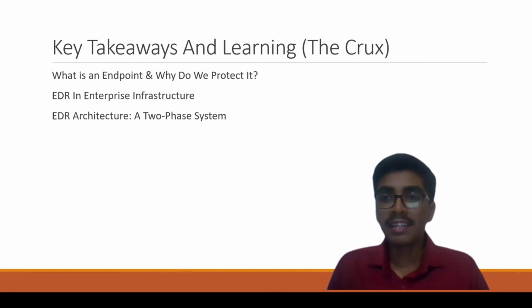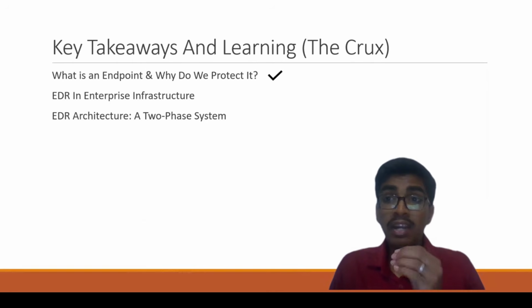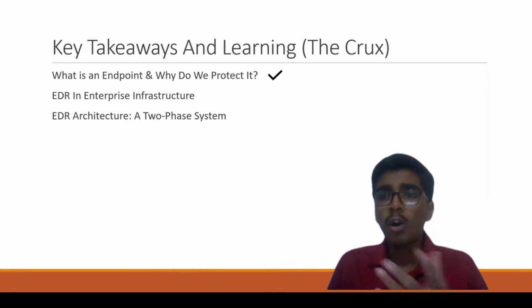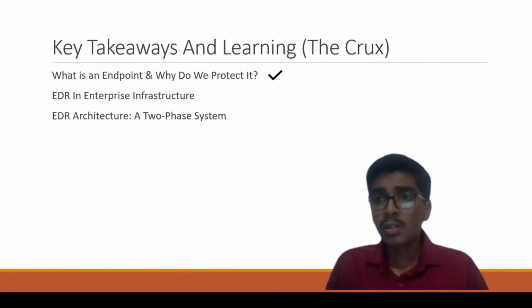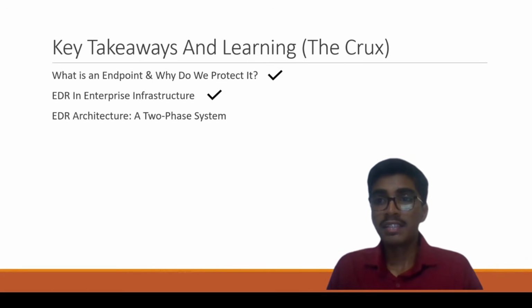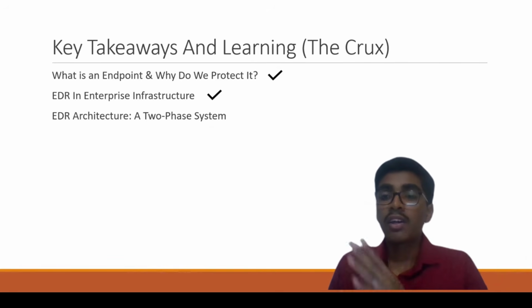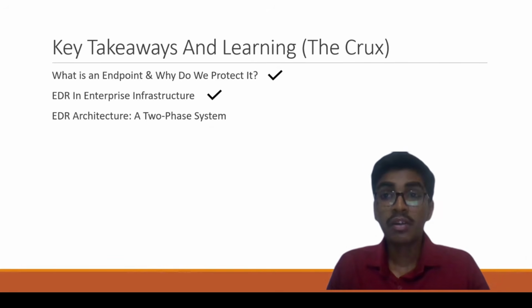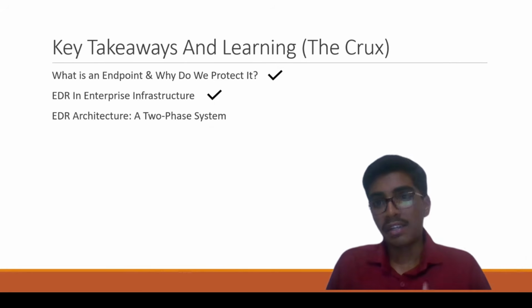So, what are the key learnings and takeaways from this video? We have seen what an endpoint is and why we need to protect it in a corporate environment. If one PC is lost or crashes in an emergency, it is acceptable rather than losing the entire network and losing the data. Next, how EDR is implemented in enterprise infrastructure: an EDR agent is installed on each and every PC, endpoint, or device, and it is controlled via the central web console in the network.